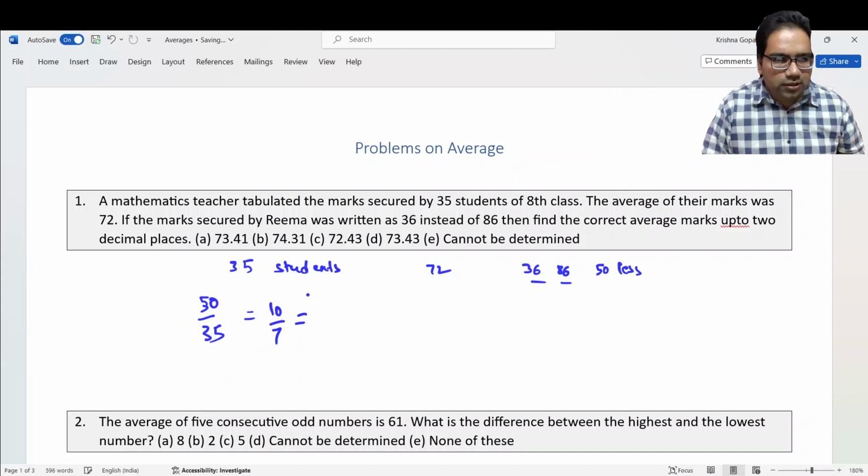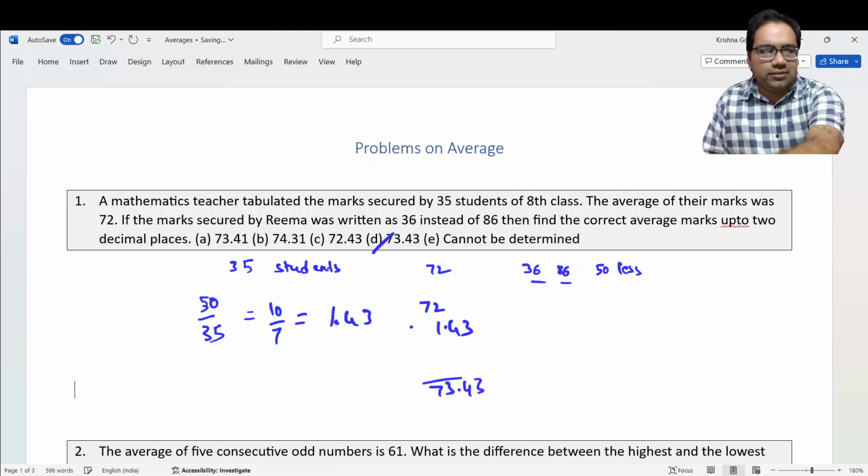We should already know these fractions. 1 by 7 is 0.14, like this. 10 by 7 is 1.43. Now earlier it was 72. 72 plus 1.43 is 73.43. This is the new average. Okay, it is very simple, right?